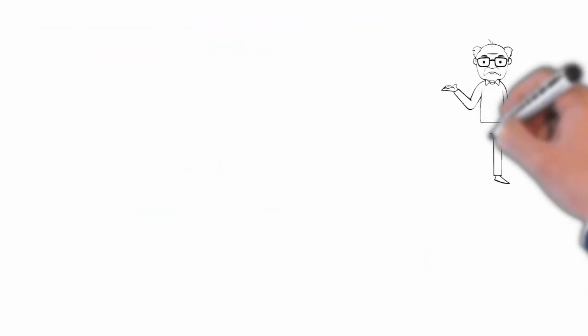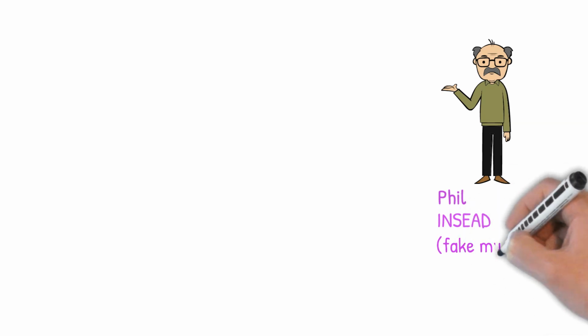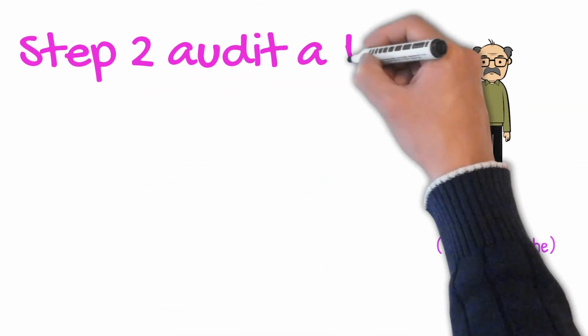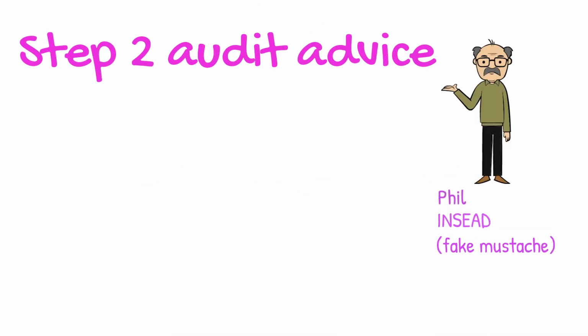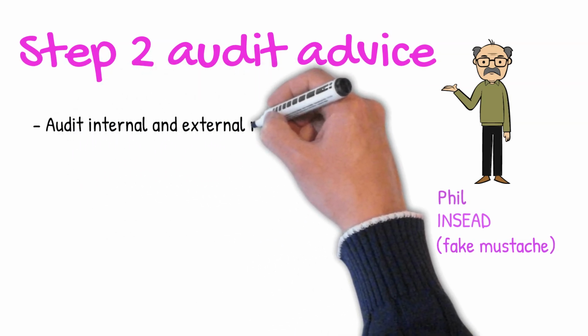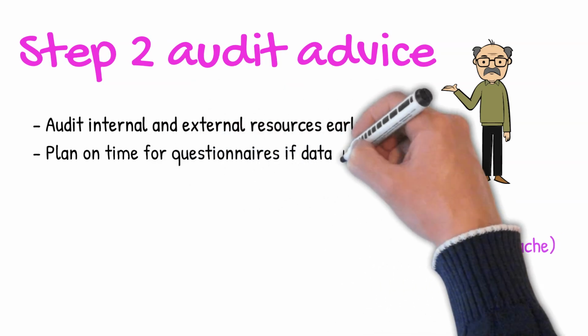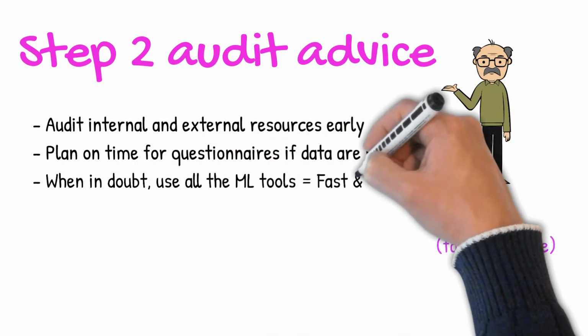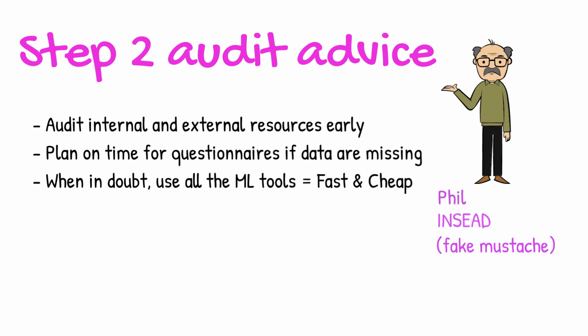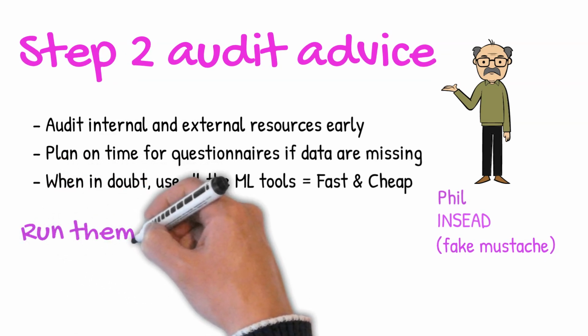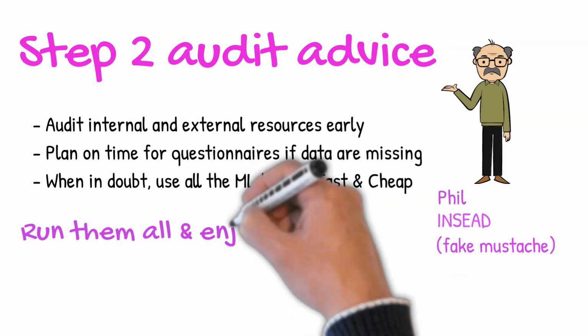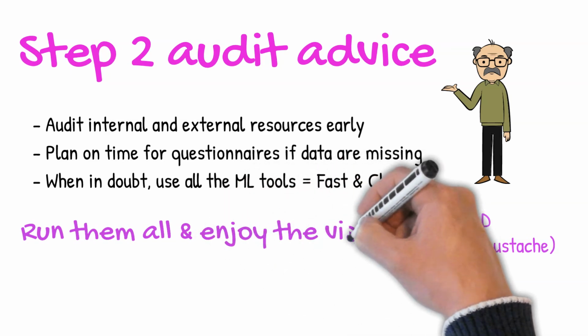Let me end with a little bit of advice. After you've done your objectives workshop and you're on the data audit phase, give yourself a week or two to quickly look for all of the internal data and all of the possible external data. Plan for questionnaires in case you might be missing some data. And when you get the data clean, remember, the machine learning tools are extremely fast and not very expensive to run. Therefore, don't really worry about which tool is better or worse compared to another tool. Just run them all and enjoy the visuals.